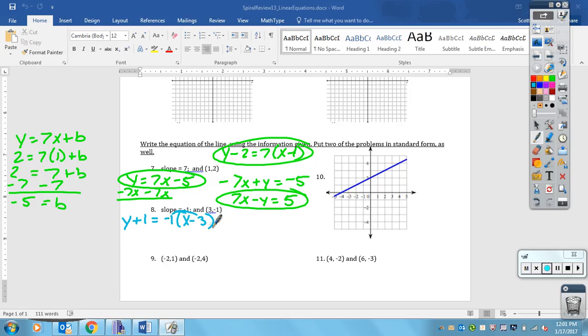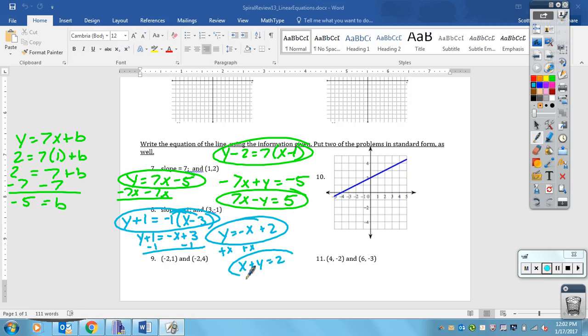Distribute. By the way, this is standard form. y + 1 = -x + 3 - 1 - 1, so y = -x + 2. This is called y = mx + b, or slope intercept form. There's point slope form, and slope intercept form, and then I bring the x over by adding x to both sides. x + y = 2. That's standard form. So point slope, slope intercept, standard form.